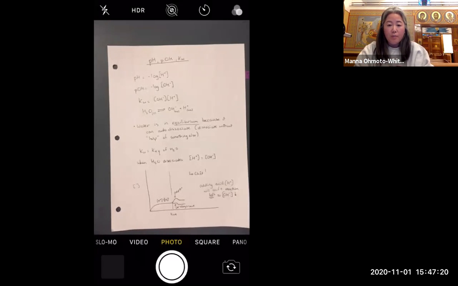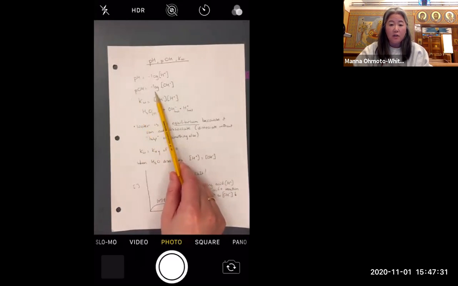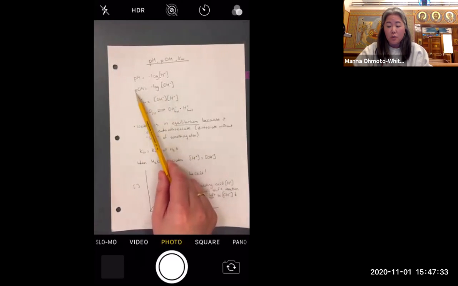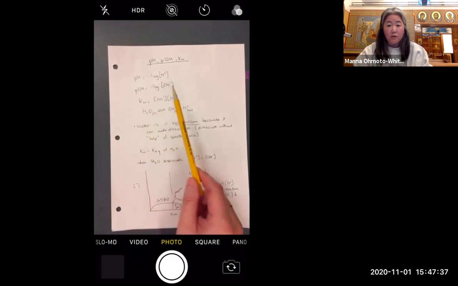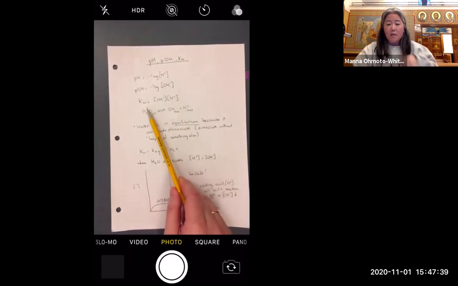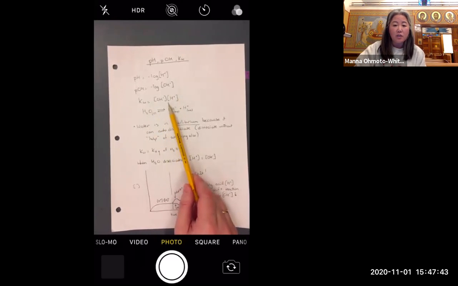pH, pOH, and Kw. So pH is defined as the negative log of the H plus concentration. pOH is the negative log of the OH minus concentration. So lowercase p times anything means the negative log of that thing. And Kw is equal to the hydroxide ion concentration times the hydrogen ion concentration.